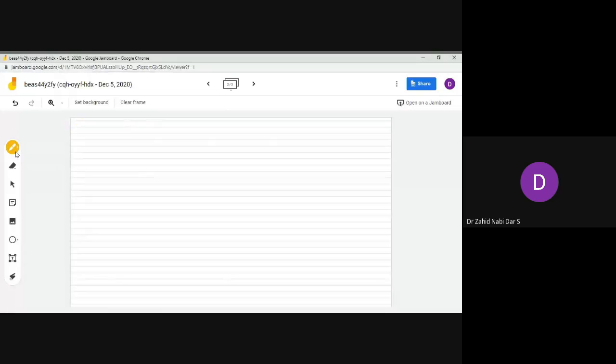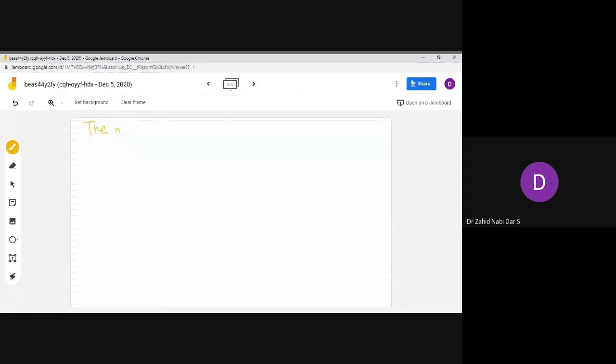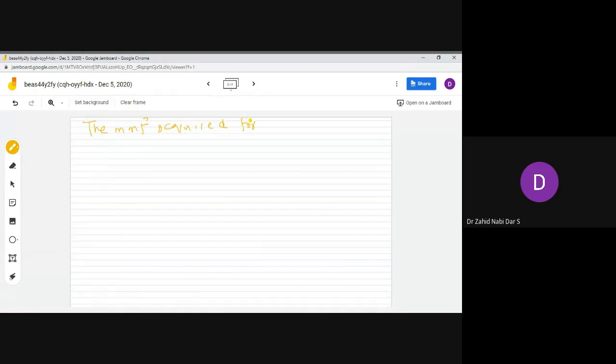So the mmf required for driving the flux across the air gap is, suppose, 80% of the no load mmf. This is a suitable assumption, and this assumption enables us to estimate the air gap length.